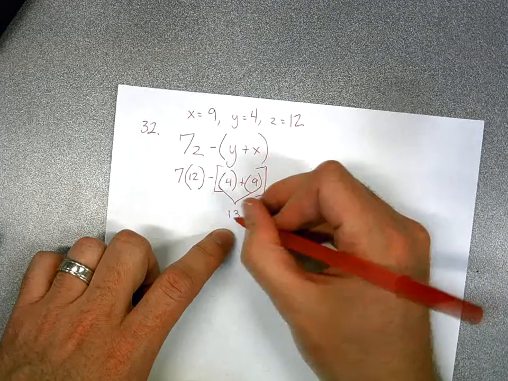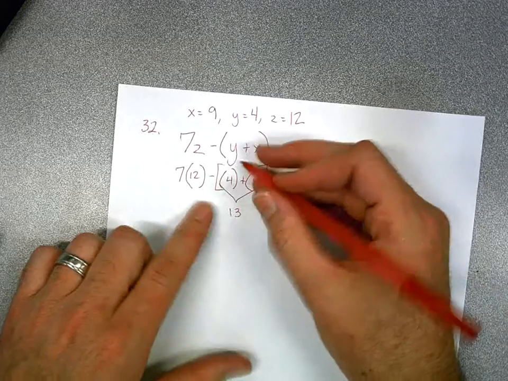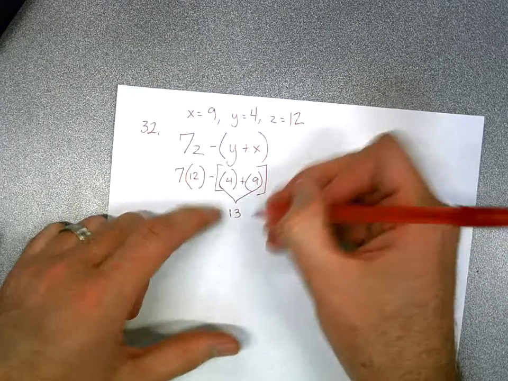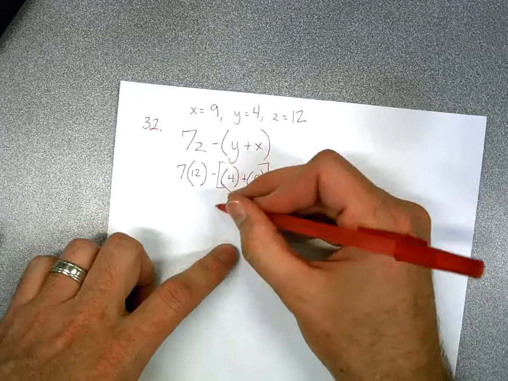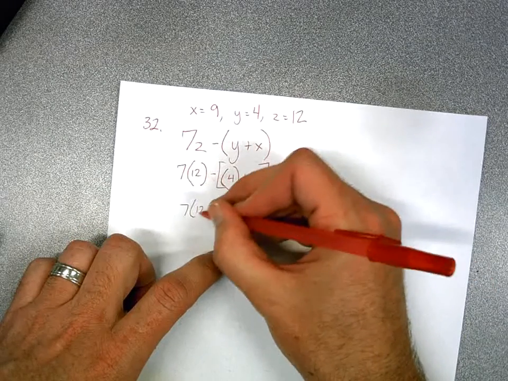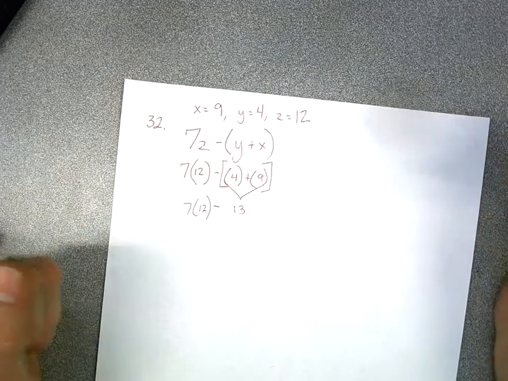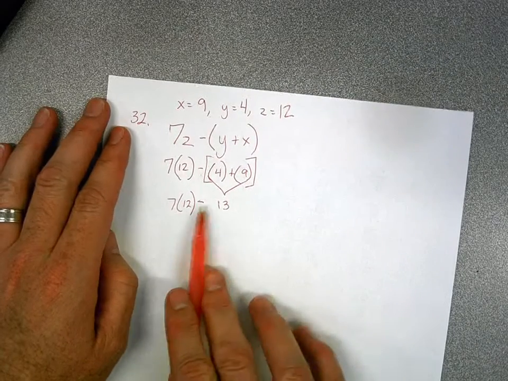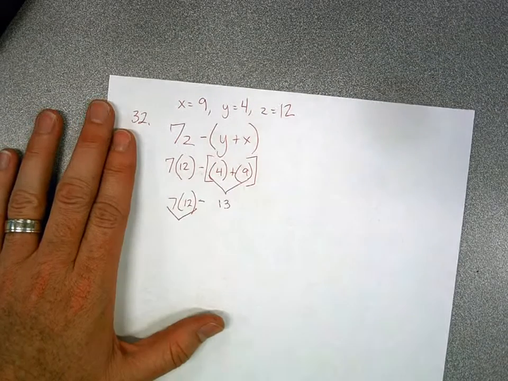And that gives us 13. Now again, remember what I said earlier, I can bring the brackets down, I can change it back to parentheses, or because it's subtraction, I can just leave it without parentheses, and that's totally fine. Okay, now I have multiplication here because they're next to each other with subtraction. I'm going to do my multiplication first.